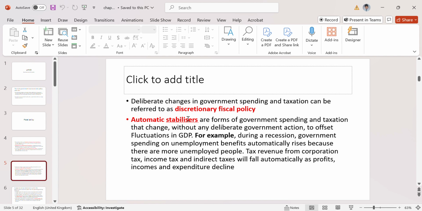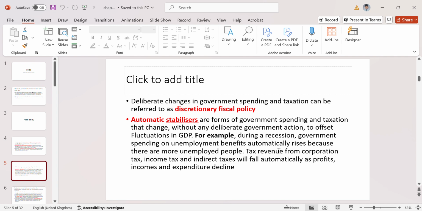Now, there is something called discretionary fiscal policy. Discretionary fiscal policy is deliberate changes done by the government in its spending and taxes. That is known as discretionary fiscal policy. But there are also automatic stabilizers, where the government is not deliberately changing its spending or taxes. For example, during recession, the government spends on unemployment benefit automatically. This is something which the government does automatically. It's not a deliberate action by the government.